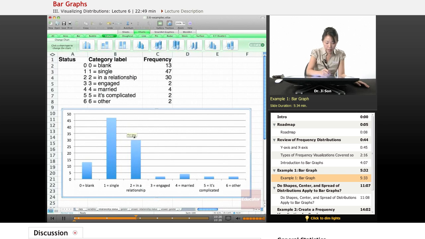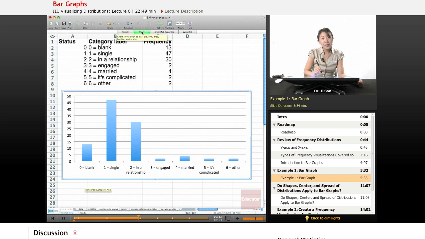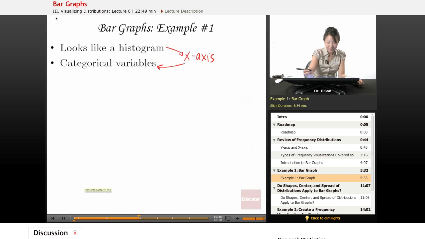And because of that, we see the same information as we saw in the frequency table, that being single is the most frequent category. Being in a relationship is the second most frequent. These are all much less frequent, and it's somewhat common to leave it blank, but not too common. All right, so that's one example of a frequency table and a bar graph. Note that it looked just like a histogram, but the difference was we used categorical variables.